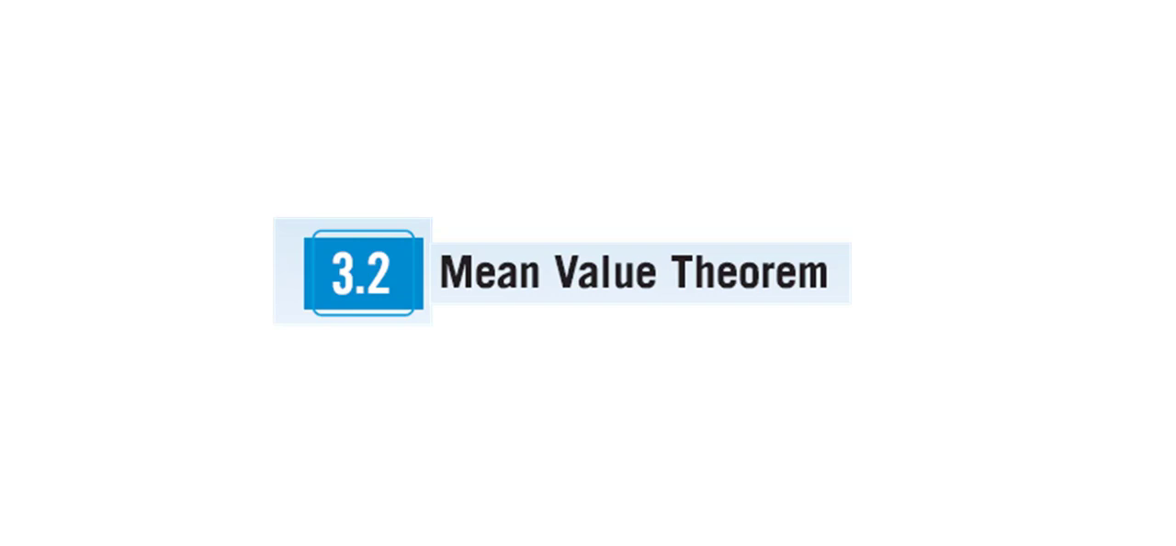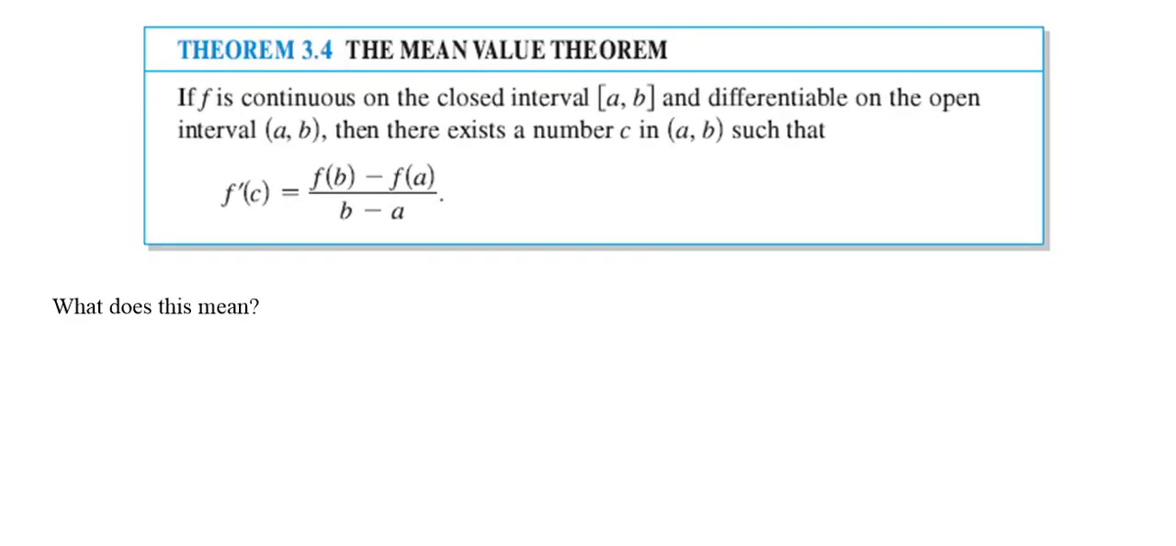Okay, this is the mean value theorem. What does mean mean? The average. So the average is going to equal something. Okay, average is going to equal something on this one. All right. 3.4, mean value theorem, which we also call MVT. The MVT.